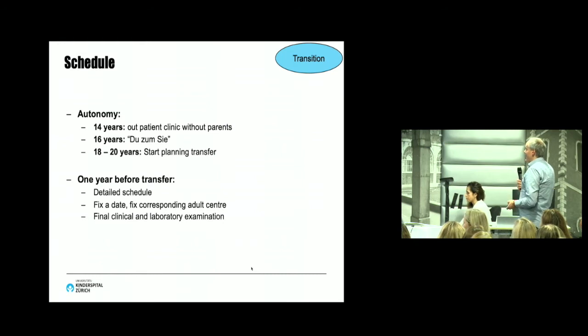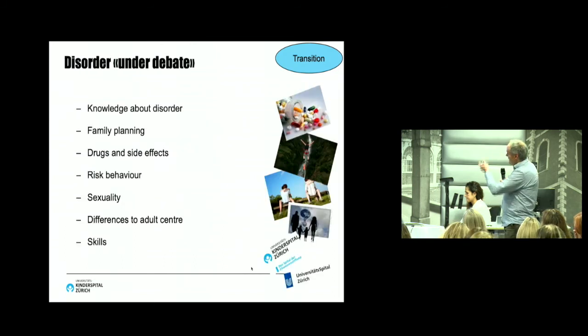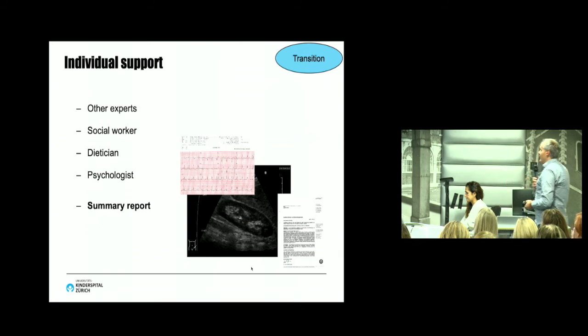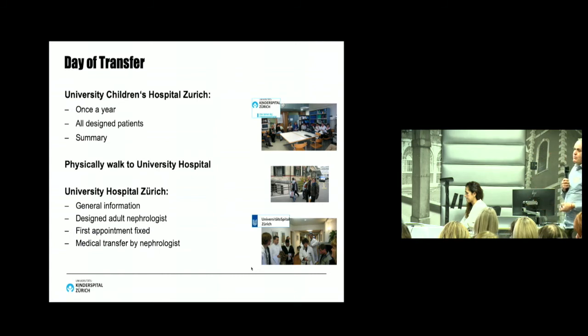So we start to plan the transfer individually. Some are ready with 18, some with 19 or 20. And then one year before transfer, we make a detailed schedule. We just repeat all the things, we talk about all these issues that you can read here. And I've already mentioned, we include other experts, social workers, and other specialists, dietitians, psychologists. And then one day per year we do a transfer. We meet in the group, and then we physically walk to the adult center. And in the adult center, they get informed, they get to know who's my new doctor and stuff like this, okay?